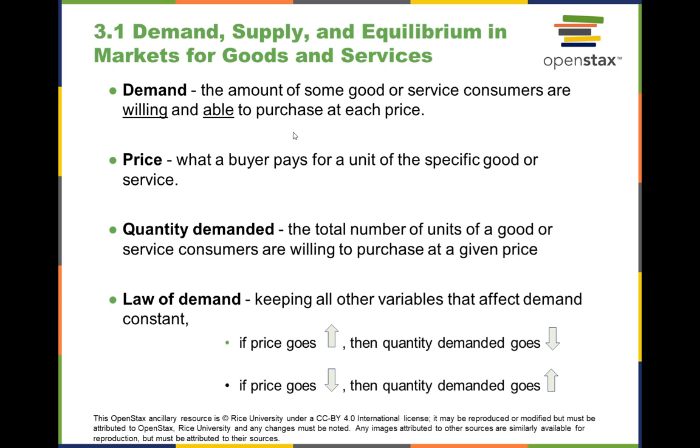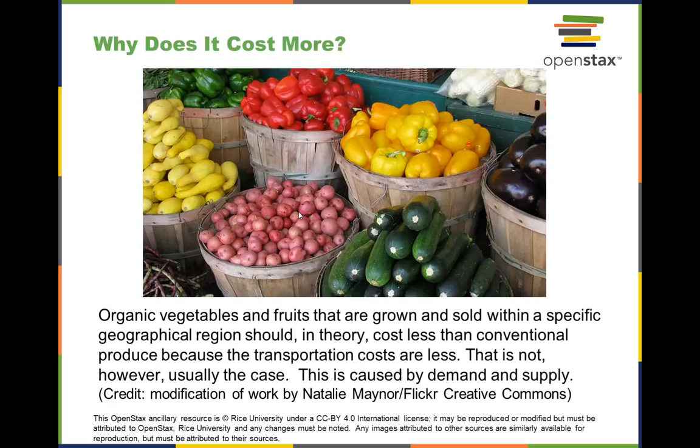This is the total number of units of a good or service consumers are willing to purchase at any given price. And so we look at the demand curve, and whenever we plot it, that entire line is demand, but each individual point on that line is quantity demanded. And the law of demand is, keeping all other variables that affect demand constant, if price goes up, then the quantity demanded goes down. That's pretty much common sense, isn't it? If it's expensive, not as many people are going to be willing to buy it. And if price goes down, then quantity demanded goes up. So if the price is lower, like a sale, people are going to want it more often.